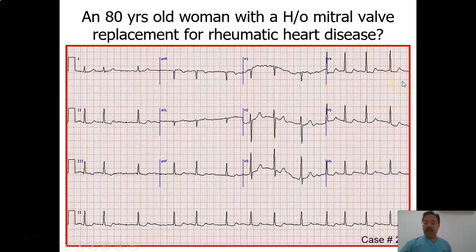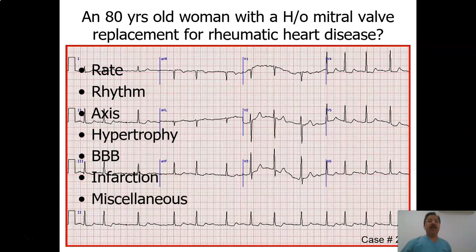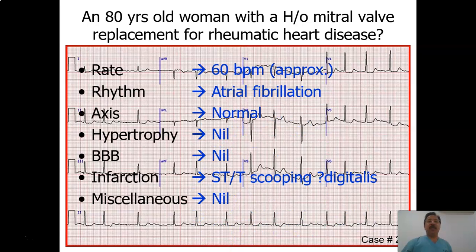Let's summarize this ECG. The rate in this ECG is approximately 60 beats per minute, and the rhythm is atrial fibrillation, normal axis, no hypertrophy, no bundle branch block. There are ST-T changes, as I mentioned. Maybe this is digitalis, and no other findings.